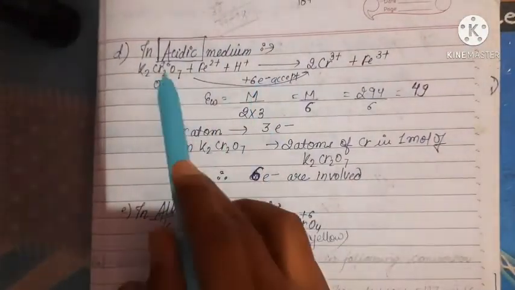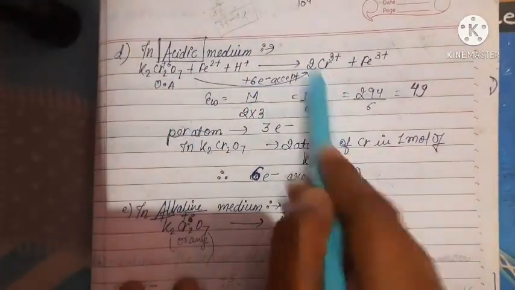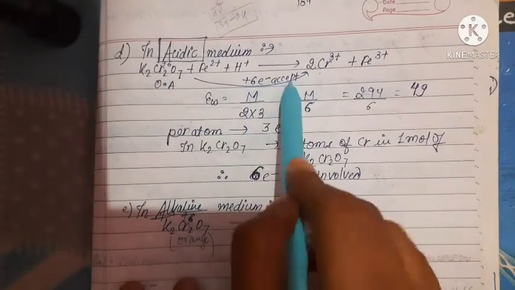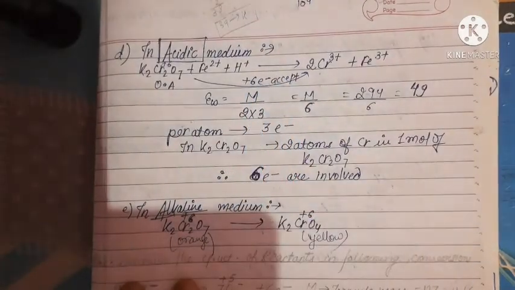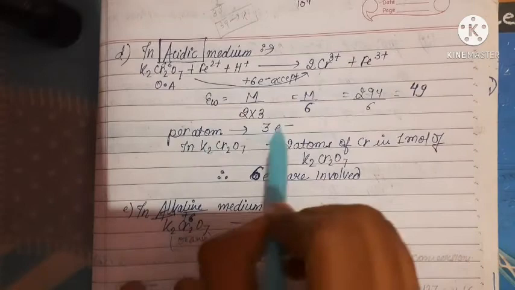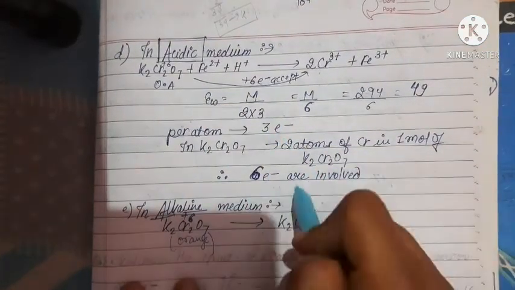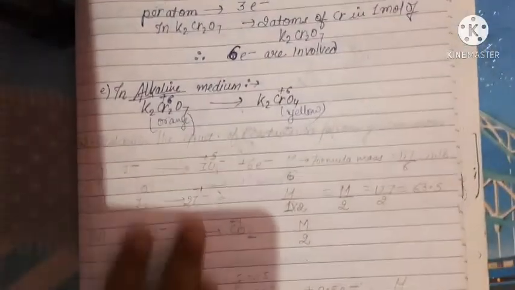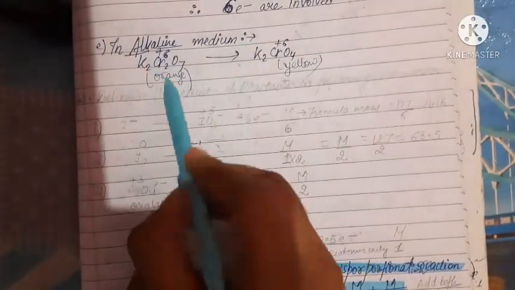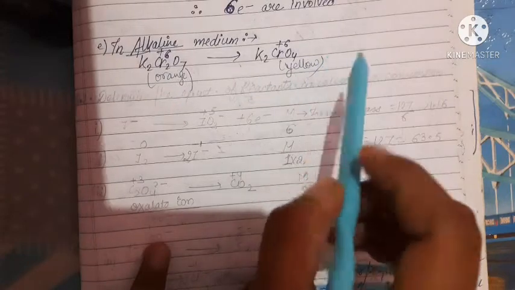In acidic medium, K2Cr2O7 goes from +6 to +3, so 6 electrons are accepted. For per mole, you have to think: per atom, 3 electrons are gained. So 2 atoms of Cr in 1 mole of K2Cr2O7, 6 electrons are involved. In alkaline medium, it goes from orange to yellow.